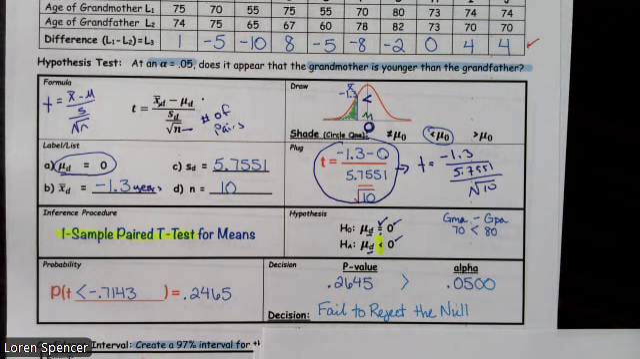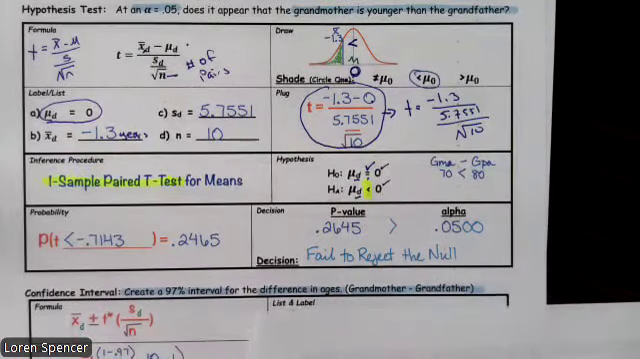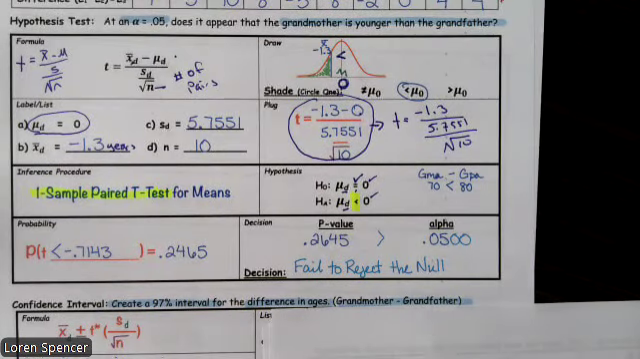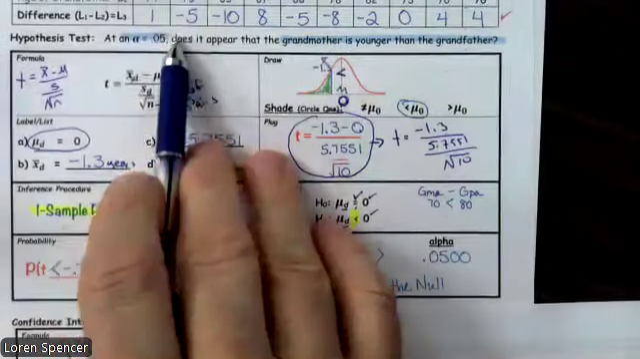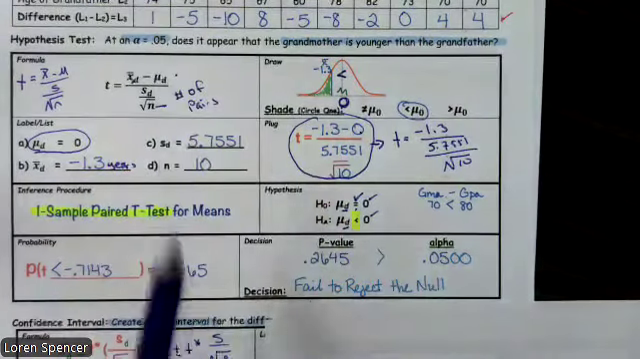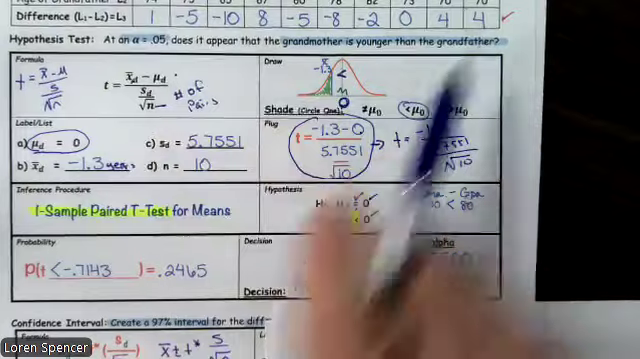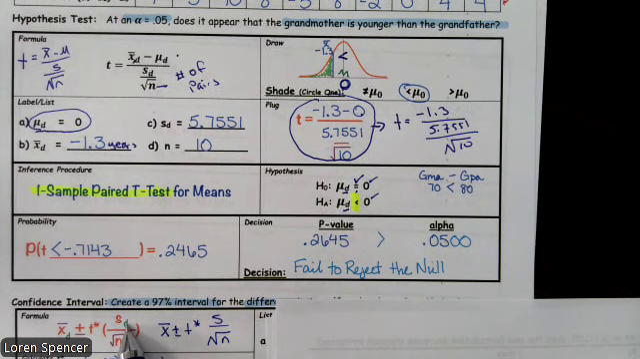Okay. The confidence interval. We're going to create a 97% confidence interval for the difference in ages, grandmother minus grandfather. And as you've noticed, this is almost exactly the same as what we used for a regular t-distribution, which was x bar plus or minus t star s divided by the square root of n. The big difference here is, once again, we're talking about the differences, because we're talking about this column where we subtracted. So we don't even know what the ages are. We just know what our differences are. That's all we care about. So the average of the sample differences goes here. The sample standard deviation of the differences goes here. And n is the number of pairs.